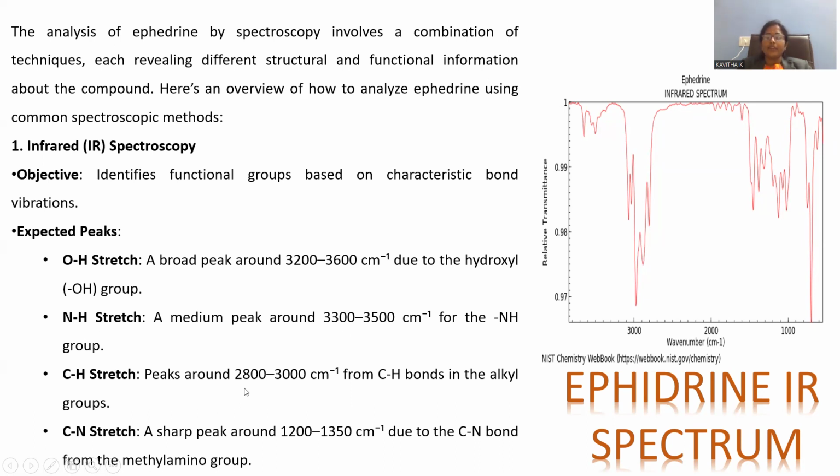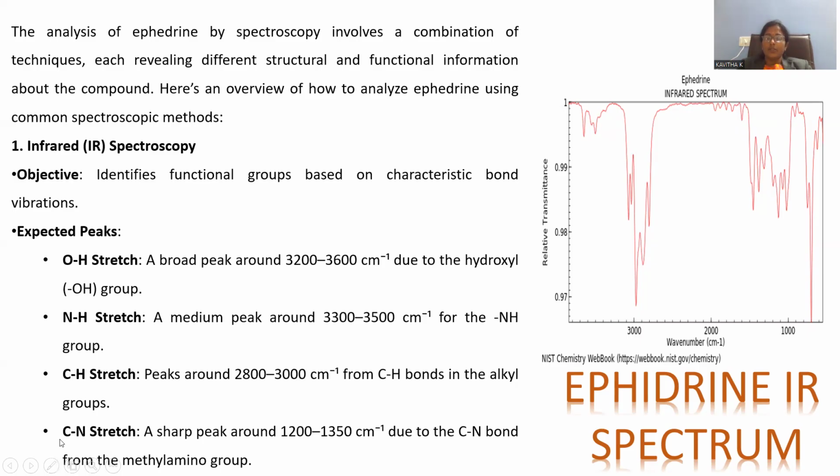There is another peak you can clearly observe, 2800 to 3000 centimeter inverse, that is responsible for the presence of carbon-hydrogen bond stretching. Right? CH bond stretching vibration is noticed in the range of 2800 to 3000 centimeter inverse. This confirms the presence of CH stretching.